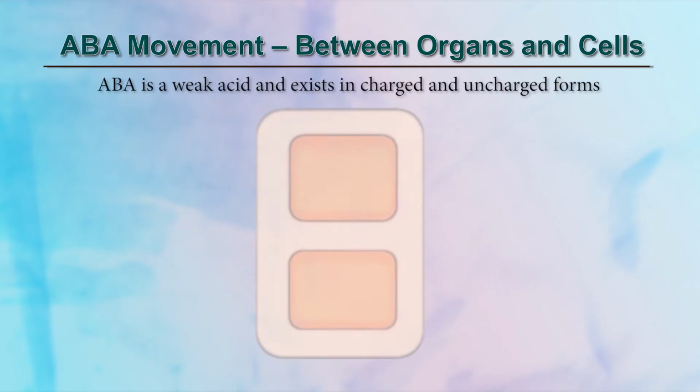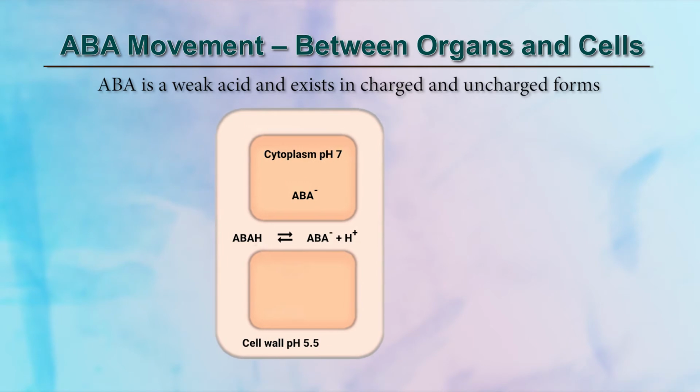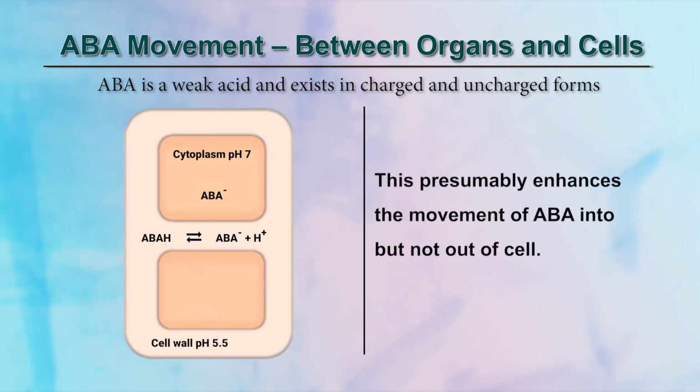ABA is a weak acid. So, when it is in the cell wall where the pH is slightly acidic, it exists in a protonated form, ABAH. Now, this uncharged form can enter the cytoplasm where the pH is 7. At this pH, the ABAH dissociates its proton and becomes ABA minus. Now, this charged form cannot go out of the cell. This is a mechanism to retain ABA within the cell.